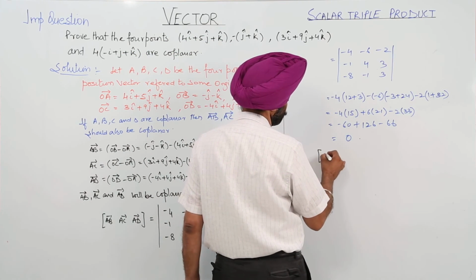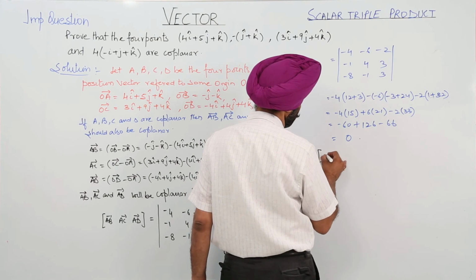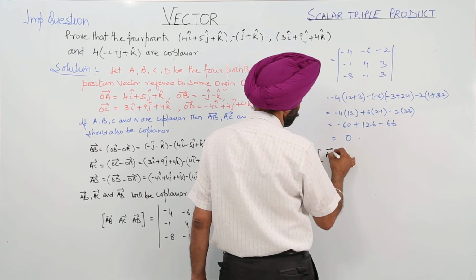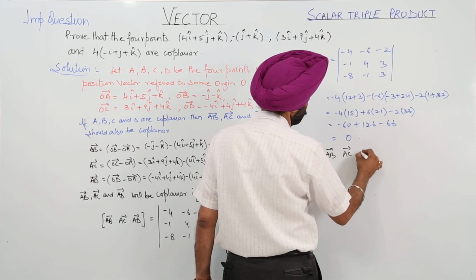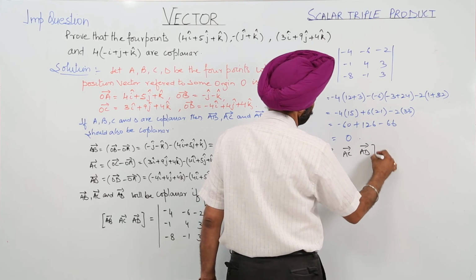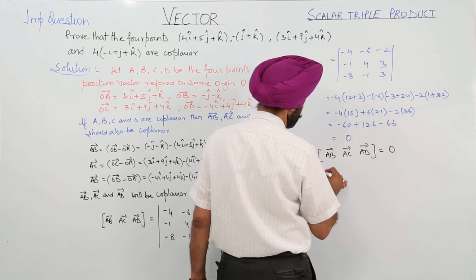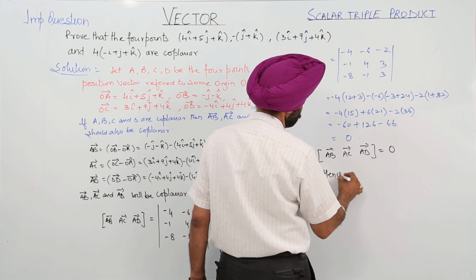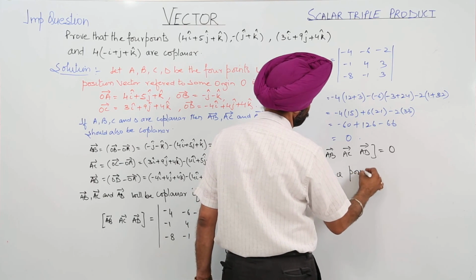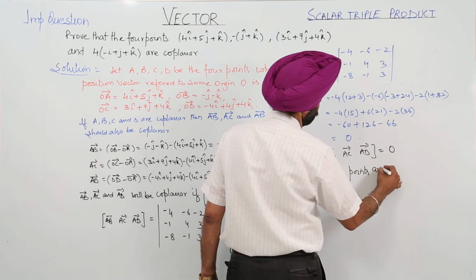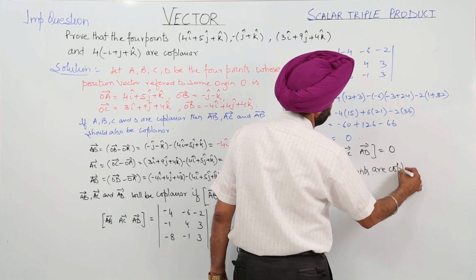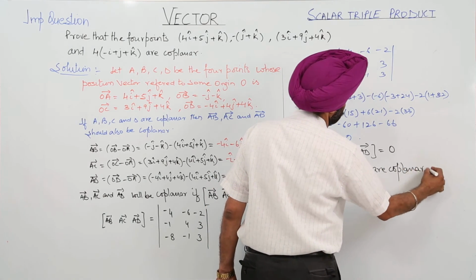Now vector AB, vector AC, vector AD is equal to 0, hence the points are coplanar.